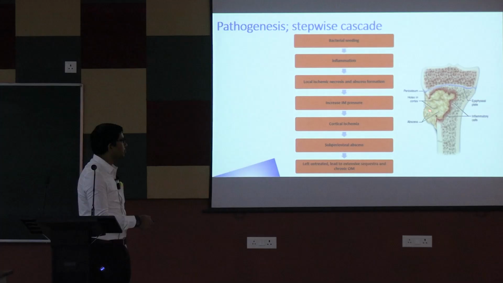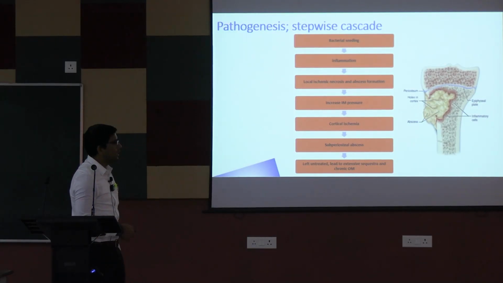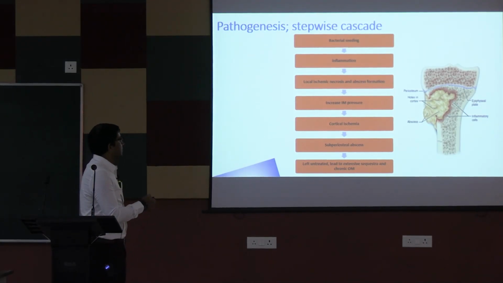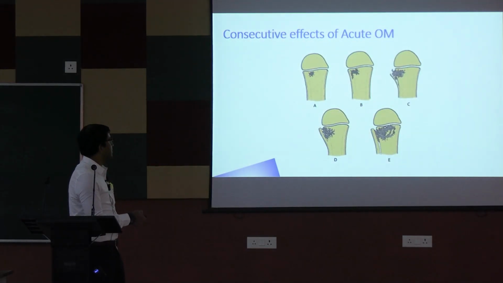This abscess breaks out of the cortex, lifts the periosteum and causes bone destruction and subsequently periosteal reactions, reactive new bone formation. So this is a vicious cycle from the bacterial seeding to inflammation, ischemia, subperiosteal abscess formation, and the spread of the abscess.